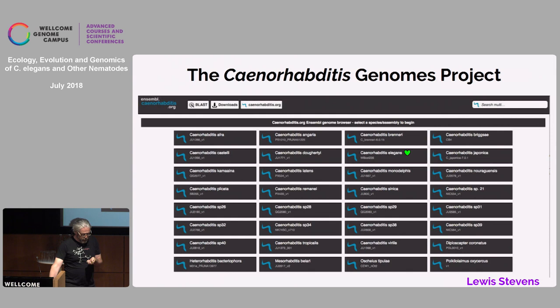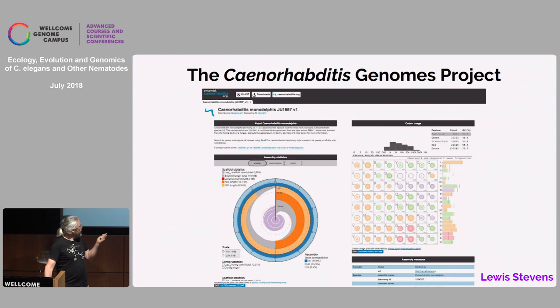So all the data are available here, including C. elegans, which we download from WormBase. Each genome has a landing page which gives you some basic statistics. You can do BLASTs against the genome, you can browse the genome, and you can download the genome freely.